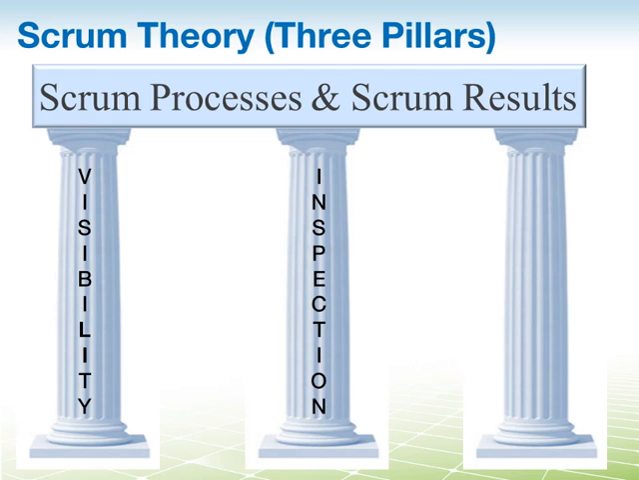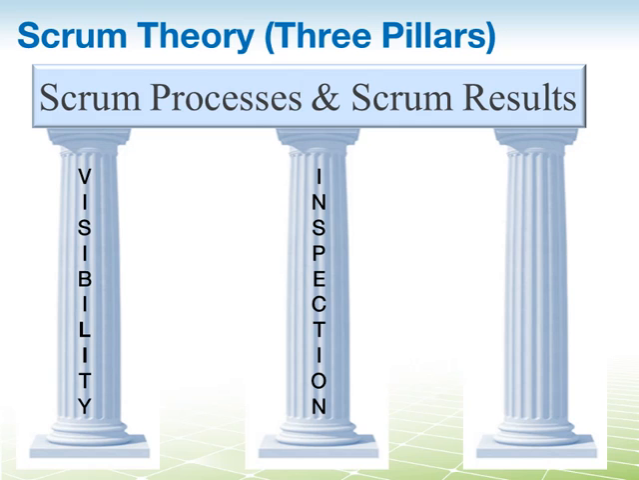Next, we have the middle pillar here, inspection. That refers to the ongoing daily observations and interactions of the team in completing the work as they move through the project. An example is the daily Scrum event, when all team members review their realized or potential roadblocks.